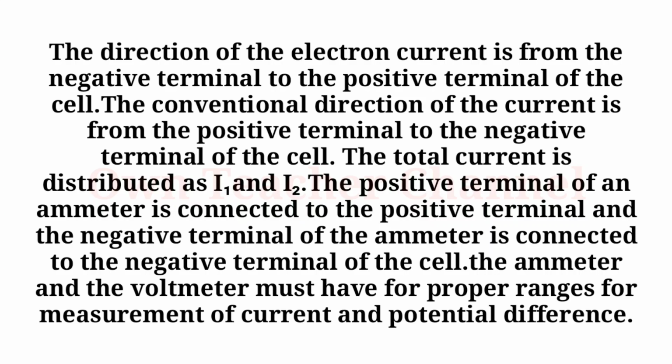The positive terminal of an ammeter is connected to the positive terminal, and the negative terminal of the ammeter is connected to the negative terminal of the cell. The ammeter and the voltmeter must have proper ranges for the measurement of current and potential difference.